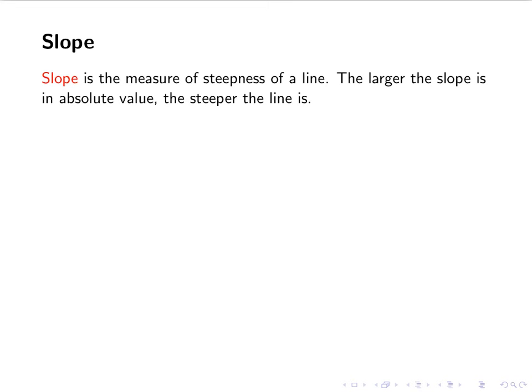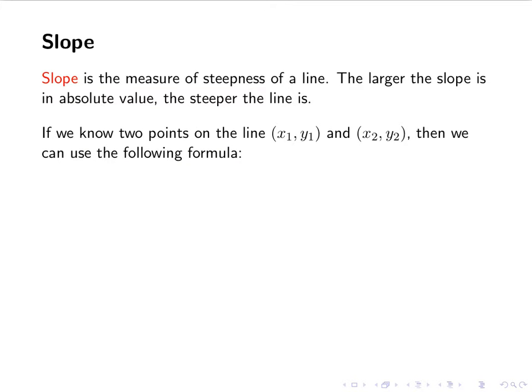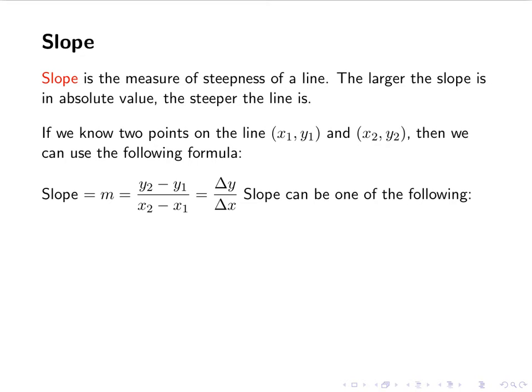Everyone. Today we're going to look at slope. Slope is the measure of steepness of a line. The larger the slope is in absolute value, the steeper the line is. And if we know 2 points on the line, which we're going to call x1, y1 and x2, y2, then we can use the following formula to find slope.